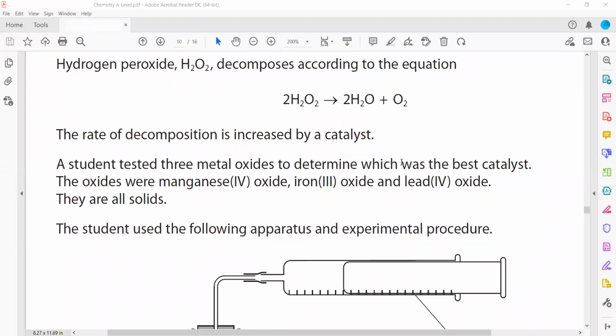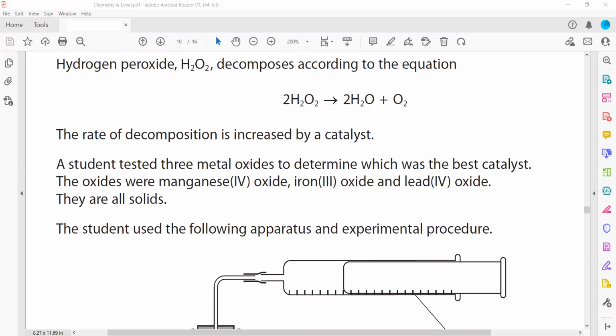Hydrogen peroxide, H2O2, decomposes according to the equation 2H2O2 gives 2H2O plus O2. The rate of decomposition increases when we use a catalyst. So a catalyst causes it to decompose at a faster rate.